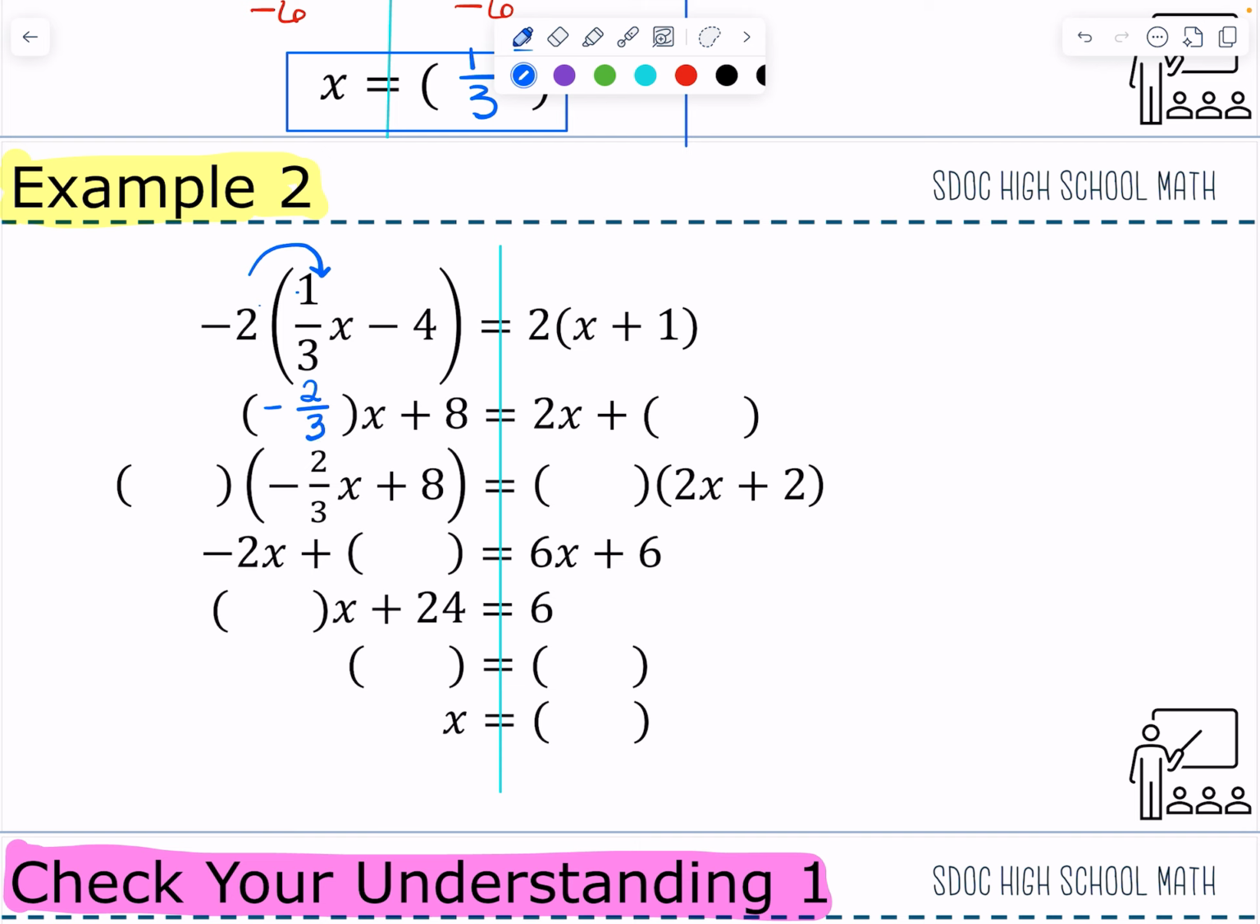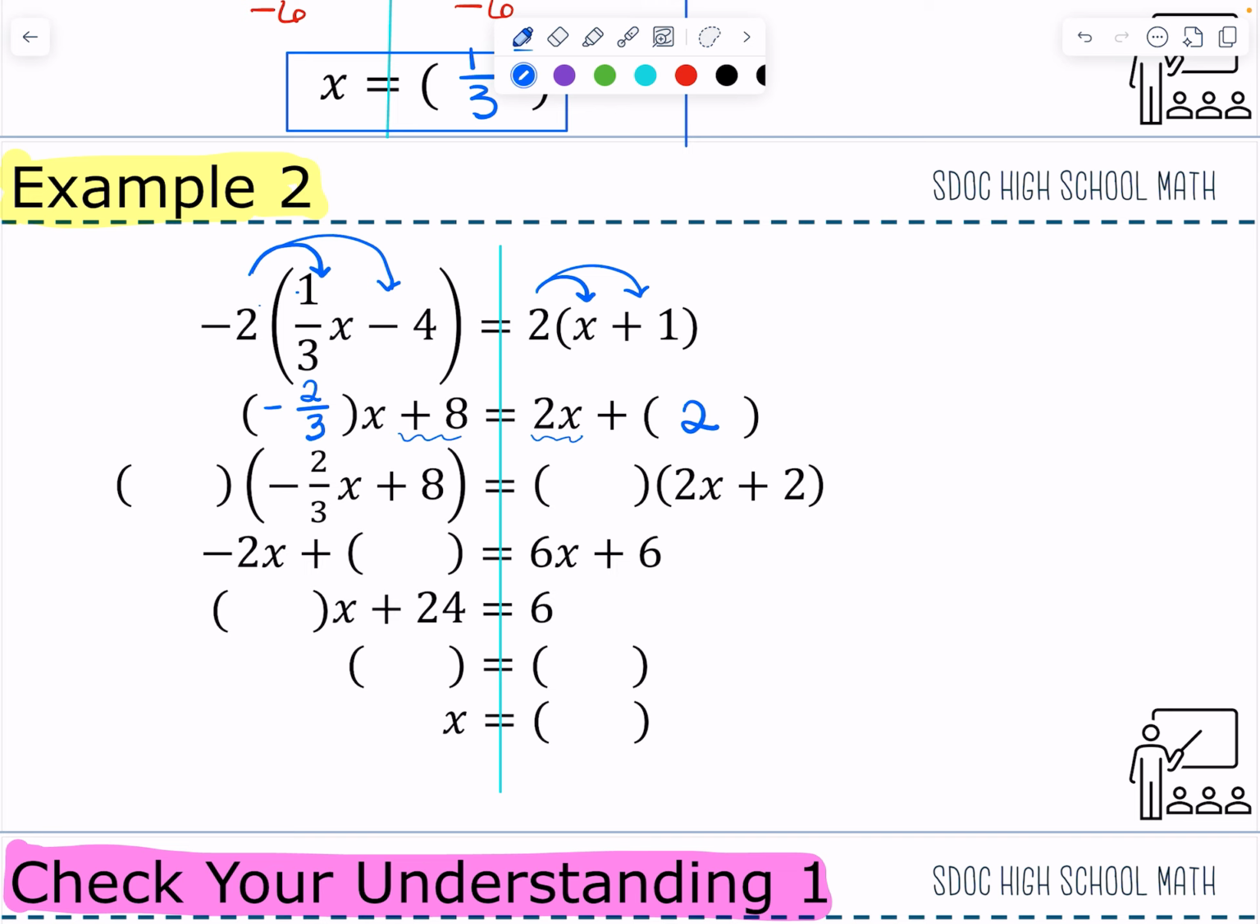All right, distribution again. Negative 2 times negative 4 gives me positive 8. On the right side, 2 times x gives me 2x. 2 times positive 1 gives me positive 2. Now that I've got it where the distribution is done first, now I can get rid of that fraction. To get rid of the fraction, we have to figure out what's in the denominator and multiply the entire thing by the denominator.